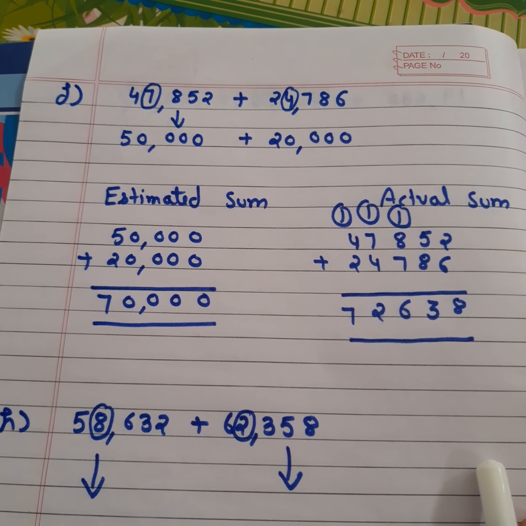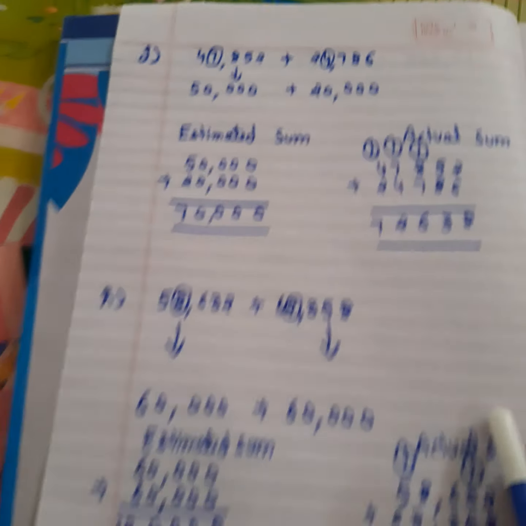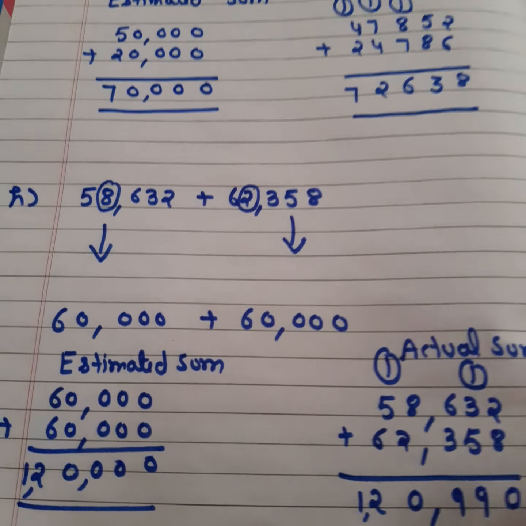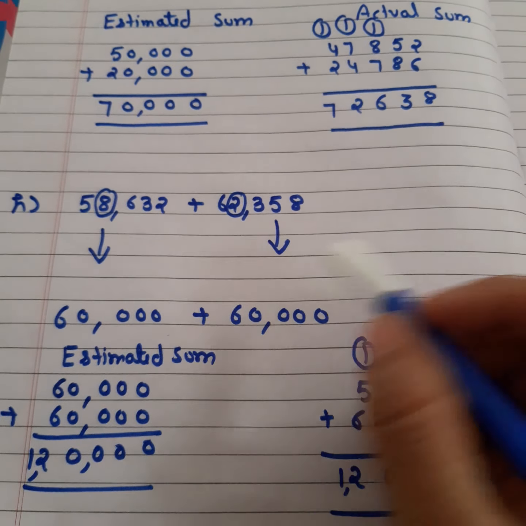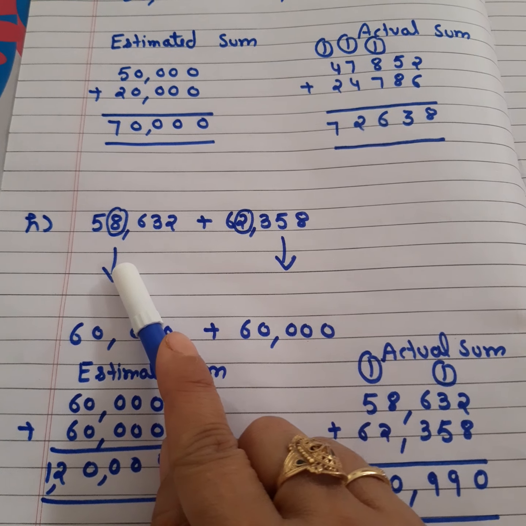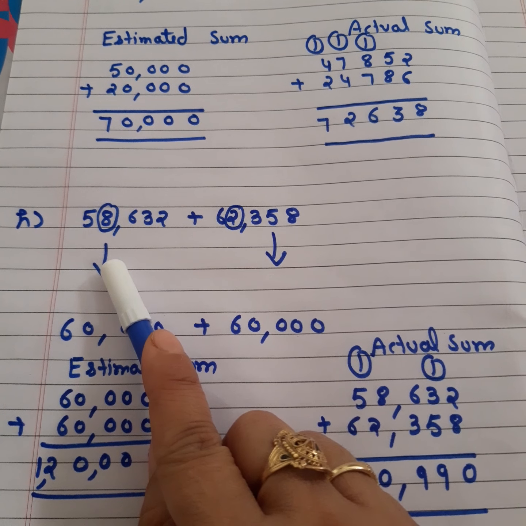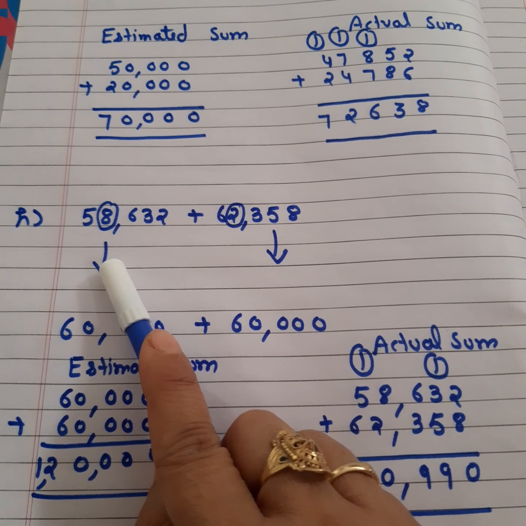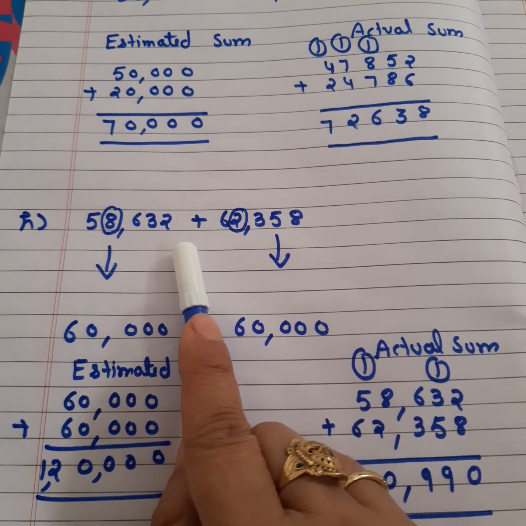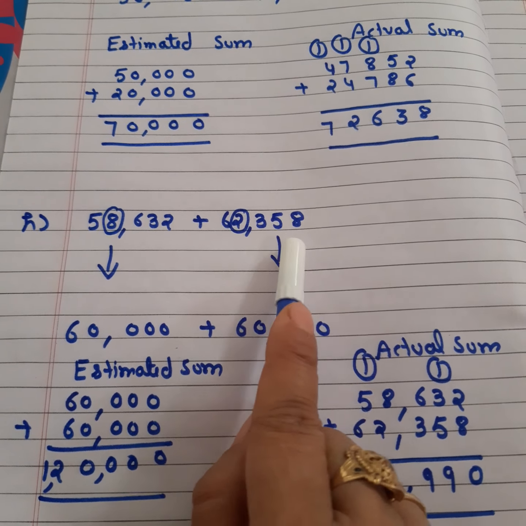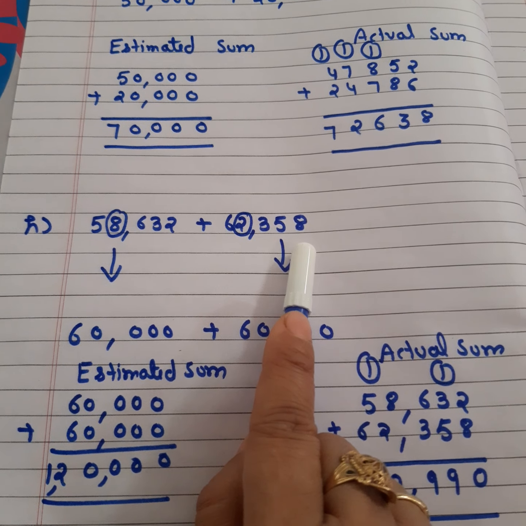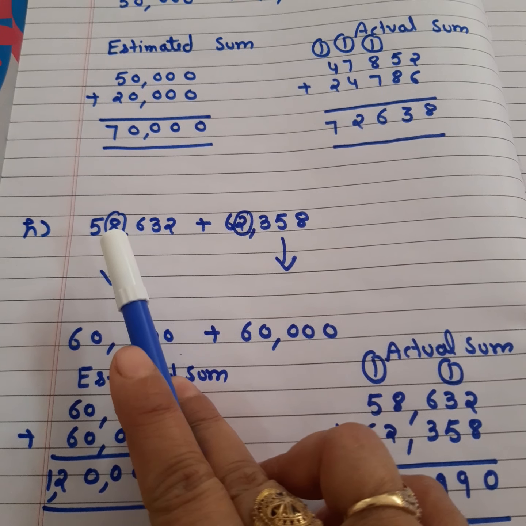your actual sum. Clear? Now, the H part of the same question. In this question again, two numbers are given and you have to calculate your estimated sum and the actual sum. Here the two numbers are 58,632 and 62,358. Okay, so here the highest place is 10,000s.